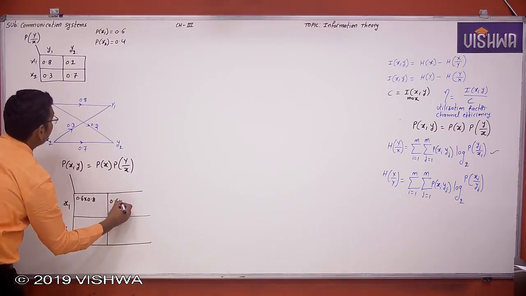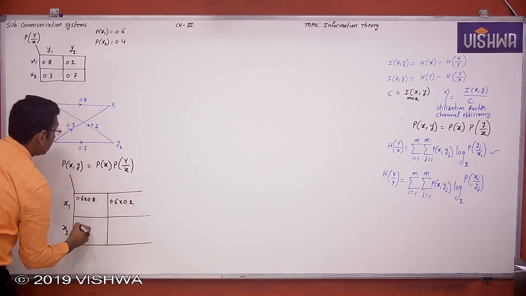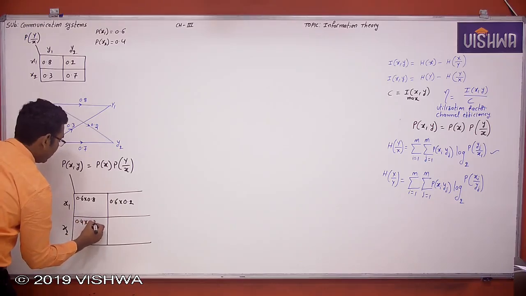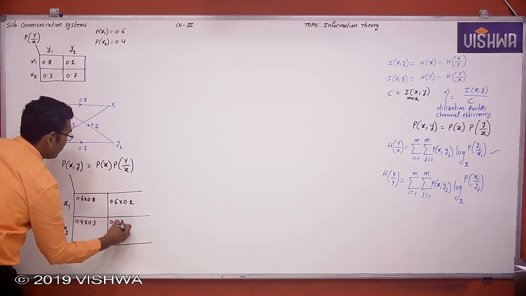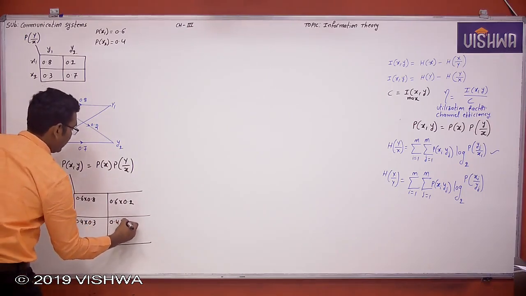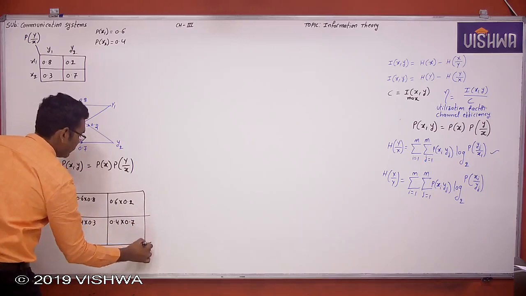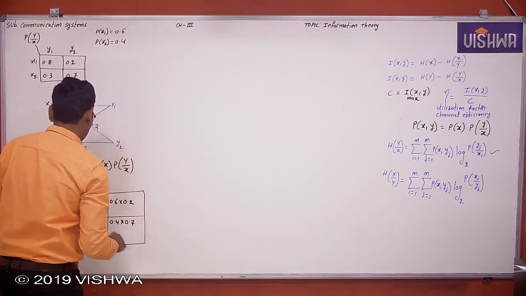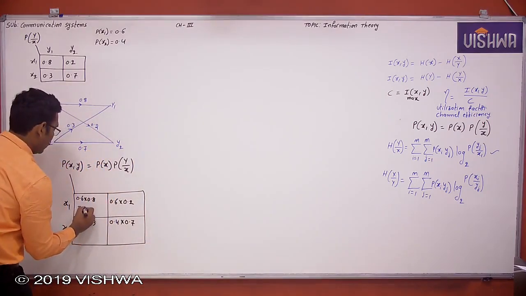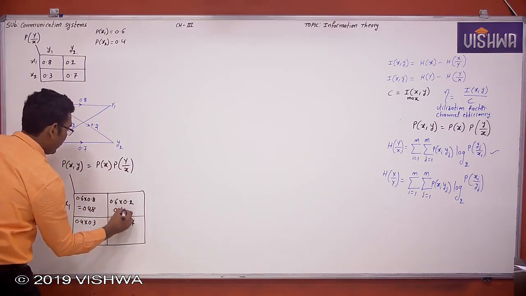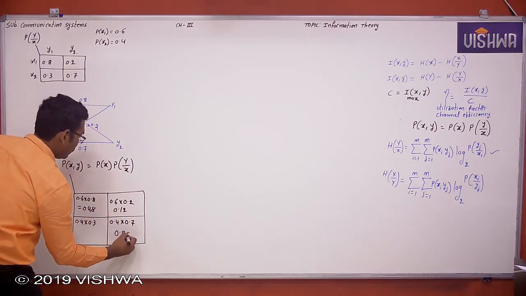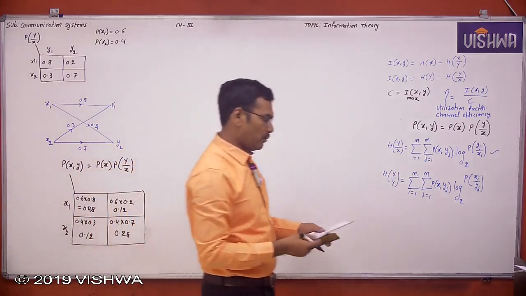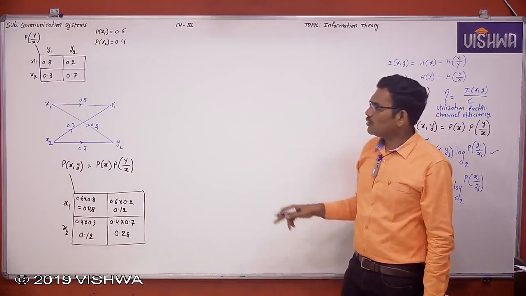0.6 into 0.2. Now P of X2, 0.4 into 0.3, 0.4 into 0.7. Which is nothing but 0.48, 0.12, 0.28, 0.12. Okay. Now this is the joint probability. The joint probability is completed.